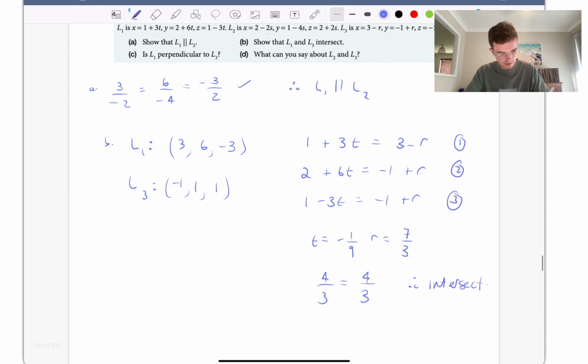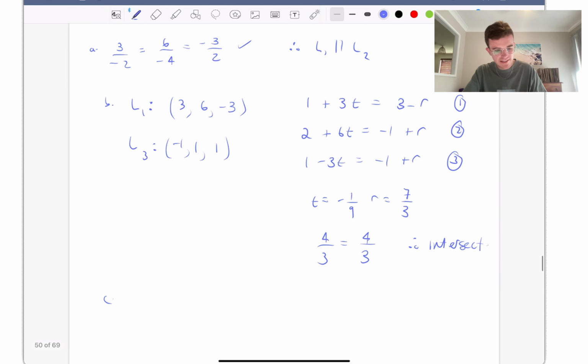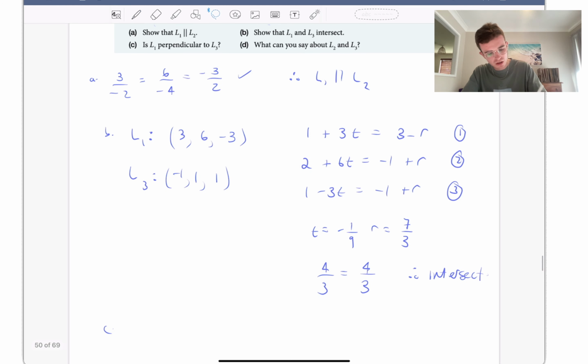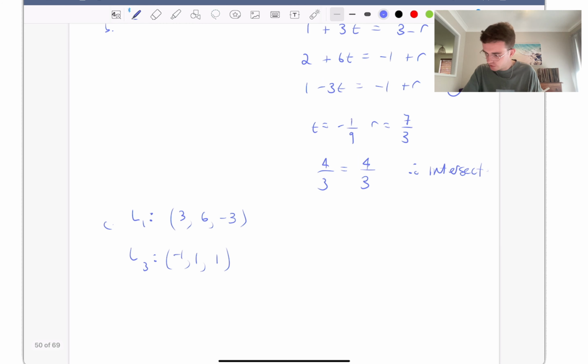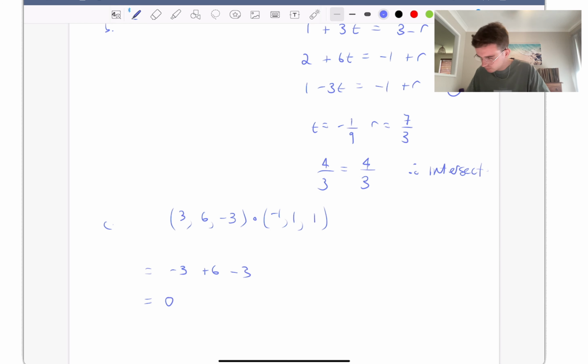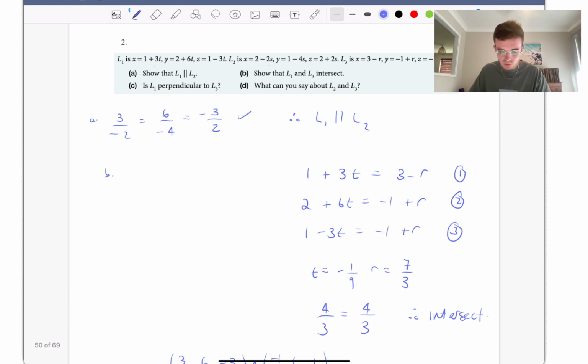Okay, part C. Is L1 perpendicular to L3? Let's use those two numbers that I didn't use over here, and let's find their dot product. So I've just found those two direction vectors of L1 and L3, so let's find the dot product of those two direction vectors. L1 dot product L3 is going to be minus 3 plus 6 minus 3, which is equal to 0. So therefore they're perpendicular.